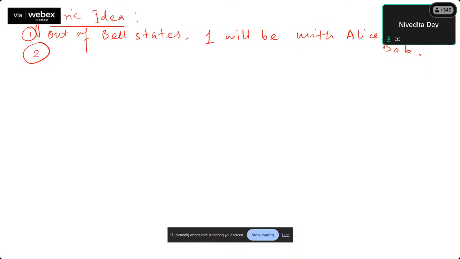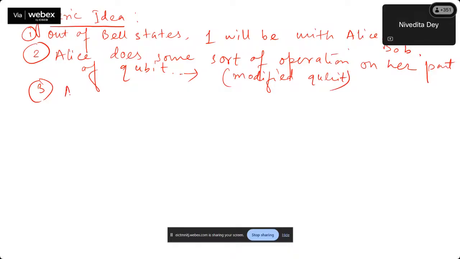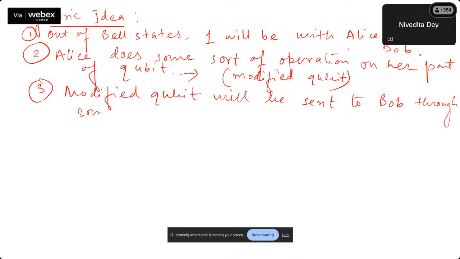Second, Alice will be doing some sort of operation on her part of the qubit. That means the qubit will be modified. So the result will be a modified qubit. Then the modified qubit will be sent to Bob through some channel. What kind of channel do we need for that? A quantum channel. So remember here the qubit, that is a quantum state, is being transferred. Okay, not some classical one.